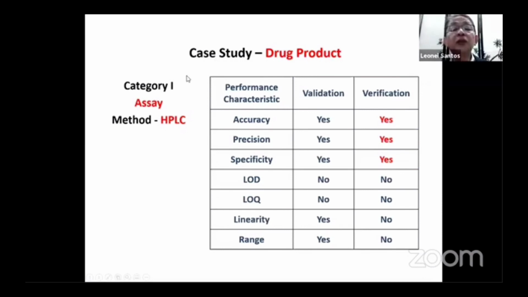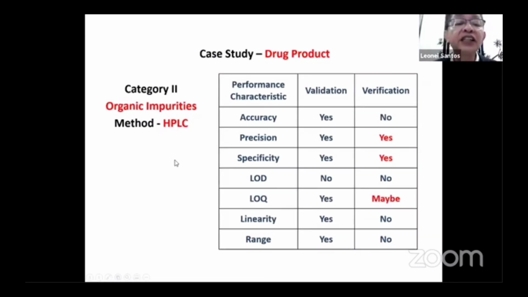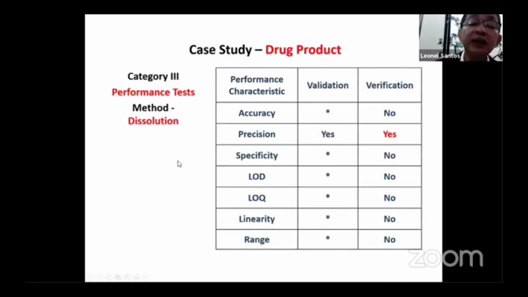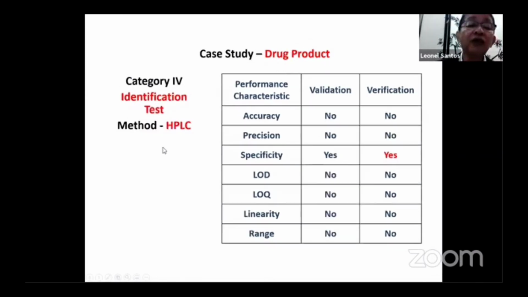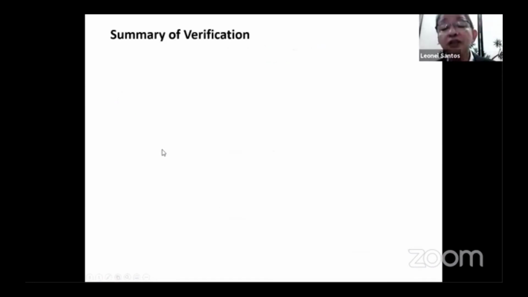If we go into the drug products for a category 1 assay using an HPLC method, then you need those three things: accuracy, precision, specificity. Category 2 for impurities using an HPLC method would require precision, specificity, and maybe limit of quantitation. For performance methods such as dissolution, you need to do precision. And finally, for category 4 identification tests, again, focus on the specificity.